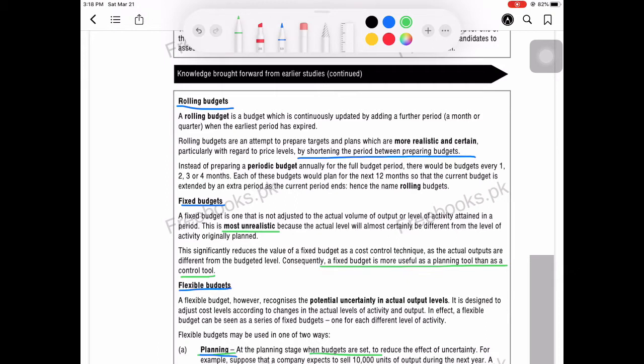That means it just keeps rolling from one period to another. The budget doesn't realize that the period has got over, but it keeps continuing. That's why the name rolling.